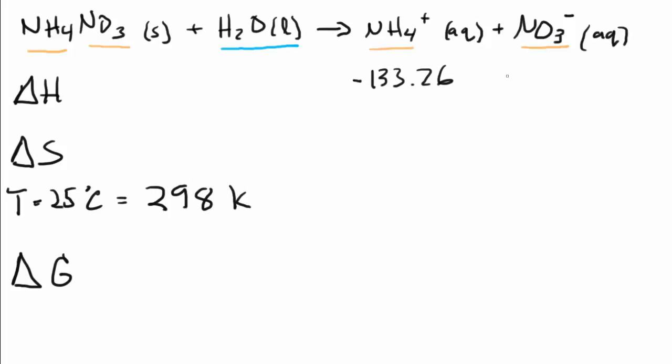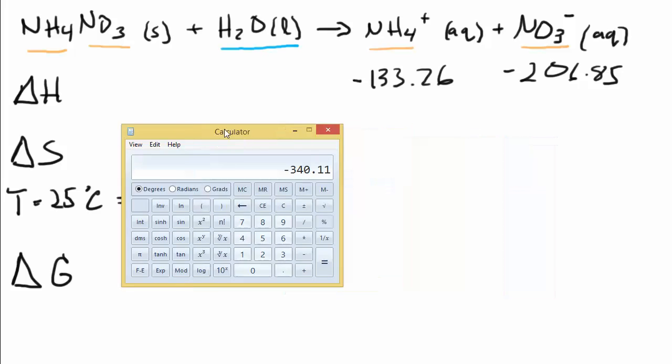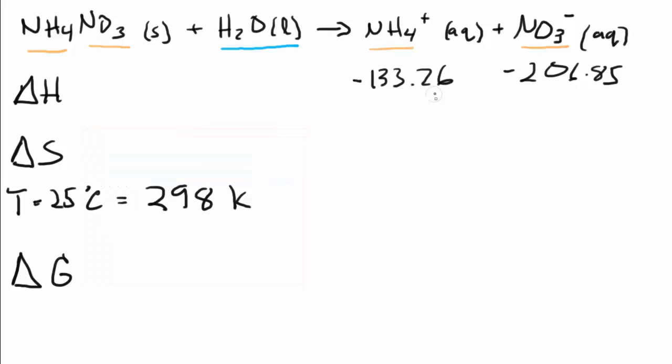So negative 206.85. Now I'm going to pull up my calculator real quick, and I'm going to add those together. So negative 206.85 plus 133.26, and remember this, the signs are very important here. So we get negative 340.11. Okay, so negative 340.11.